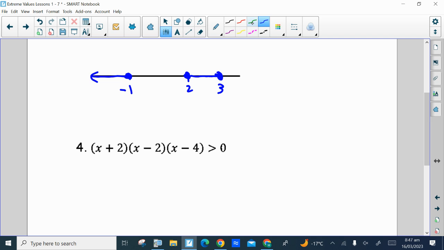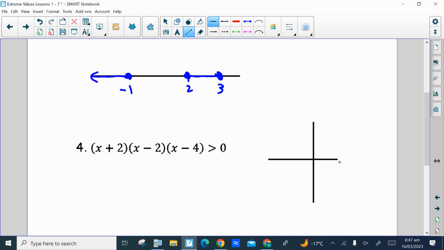For number 4, again, we want to know where this third degree polynomial is only greater than 0, which means it must be above the x-axis. Once again, because positive 2 is an x-intercept, or x plus 2 is a factor, that means that negative 2 is an x-intercept, x minus 2 is a factor, as well as x minus 4. So that means positive 2 and positive 4 are also x-intercepts.